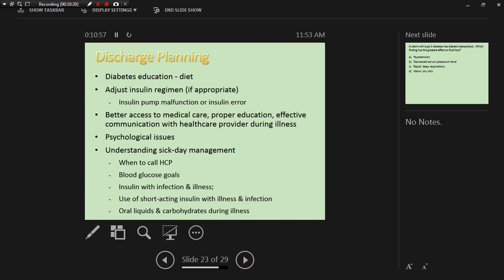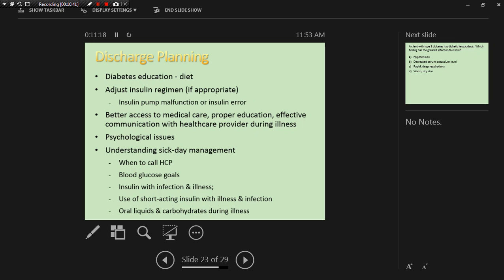All right, so discharge planning. Regardless of whether it's DKA or HHS, we're going to focus on their diet, especially if these patients are newly diagnosed or if they're just non-compliant. So yes, we're going to reinforce appropriate diet, but we also might encourage diabetes education and a nutrition specialist.